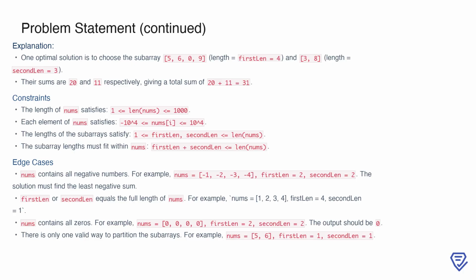It's important to note that the problem includes constraints, such as ensuring the lengths of the subarrays are within the bounds of the array, and edge cases, such as handling arrays with all negative numbers or zeros. These constraints and edge cases guide the design of an efficient solution to handle all possible scenarios effectively.